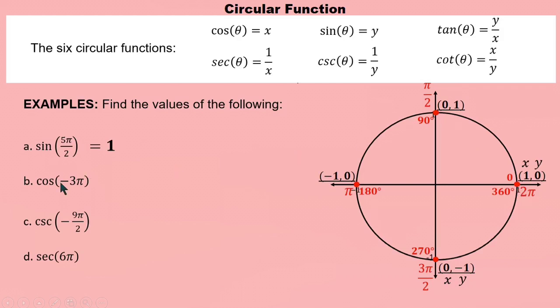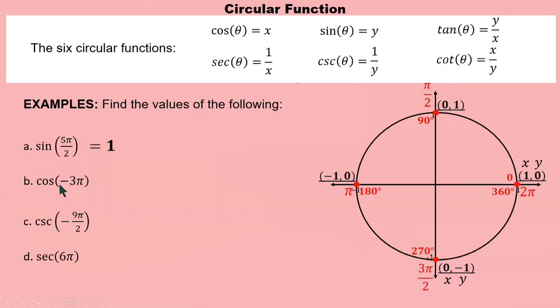Letter B, find cosine negative 3 pi. In this case, this is a multiple of pi. Recall, this is our pi. It is equivalent to 2 pi over 2. However, since the given angle is negative, the direction is clockwise. How many pi's? We have 3. But take note, it is negative.